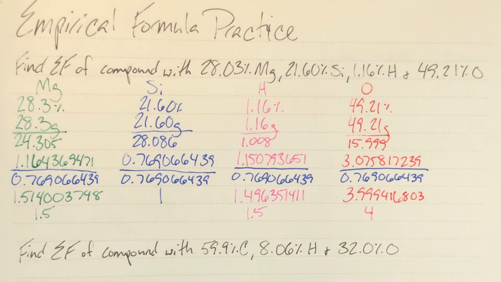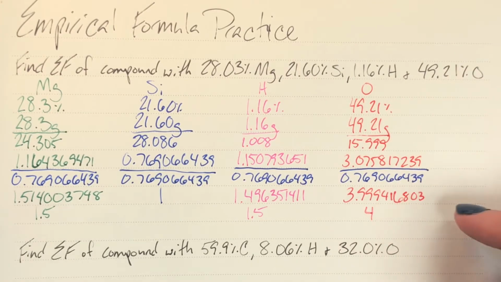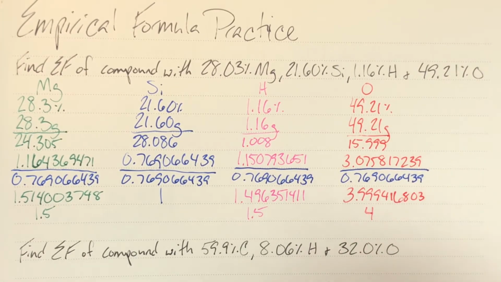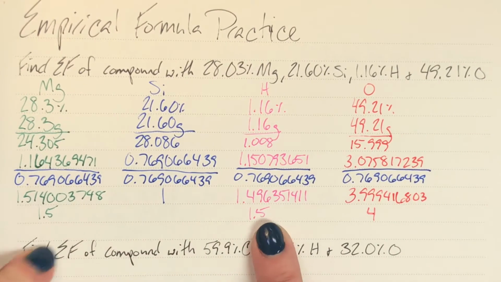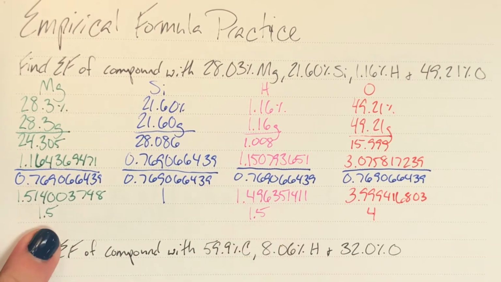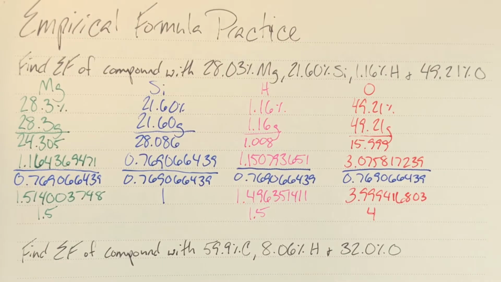So I've done percent to mass, mass to mole, I've divided by small. Now I need to multiply until whole. So 1.5 is both of my not whole numbers, which is nice. That makes it easy for me to see what I need to do. I need to multiply 1.5 by something, and I'm going to multiply everybody by that exact same thing to get me a whole number. 1.5 times 2 will allow me to do that. So I'm going to multiply everything by 2.